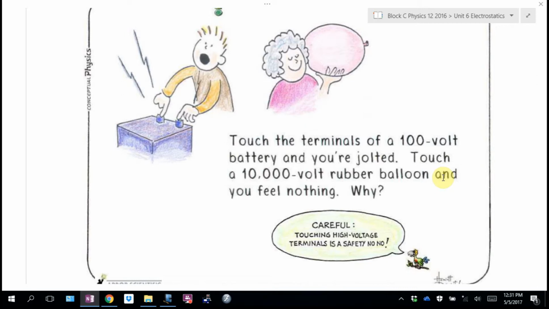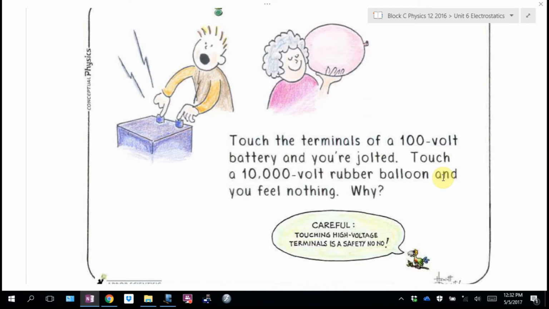Voltage is how much energy each coulomb of charge has. Let me say that again, this is hugely important. Voltage is how much energy each coulomb of charge has. The reason you don't get a shock from a balloon, even though it's got 10,000 volts, is it doesn't have very much charge. There's not many coulombs. The reason you get a shock from a battery is because even though each charge doesn't have much energy, there's trillions of charges.